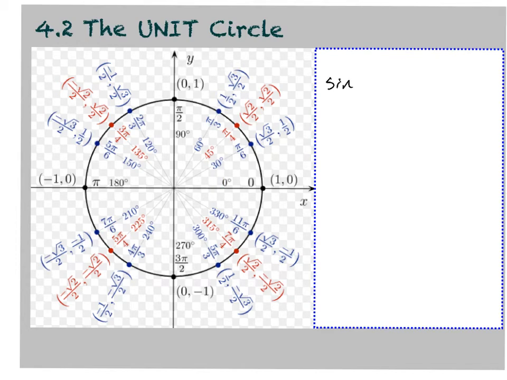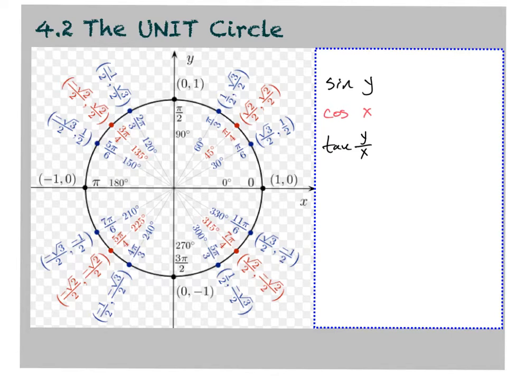Whenever you think of sine, usually you think of opposite over hypotenuse, true? However, the opposite is the y value. The hypotenuse is 1. So it's just going to be the y value. So sine, I want you to think of as y. Cosine, I want you to think of as x. Cosine is usually adjacent over hypotenuse. Well, the adjacent side is going to be your x. Tangent, you usually think of opposite over adjacent, but I want you to think of tangent as y over x.